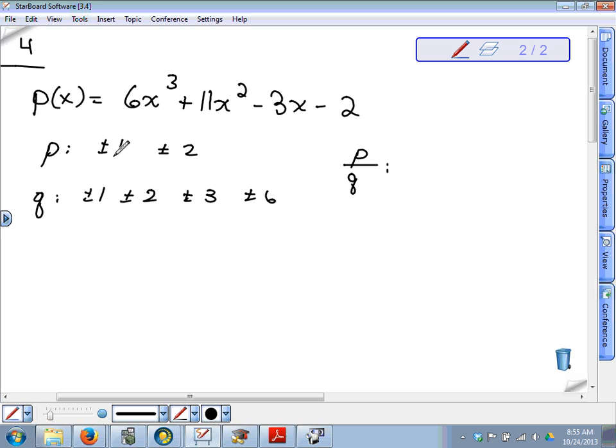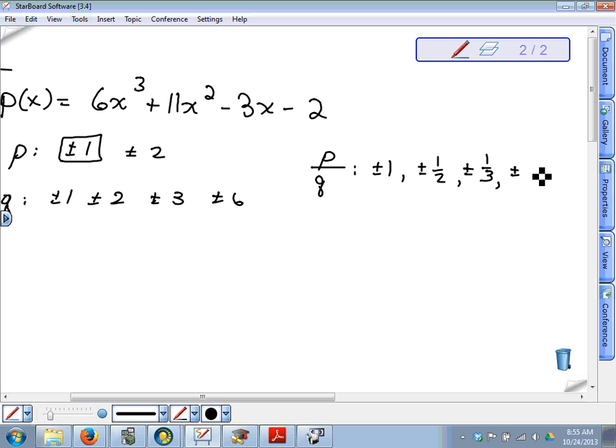You have to take each factor of p separately, one at a time, and divide it by everything that's in q. So if we start with the 1 and divide it one at a time by all the factors of q, plus or minus 1 divided by plus or minus 1 is plus or minus 1. What's plus or minus 1 divided by plus or minus 2? Plus or minus 1/2. Plus or minus 1 divided by plus or minus 3 is plus or minus 1/3. And plus or minus 1 divided by plus or minus 6 is plus or minus 1/6.